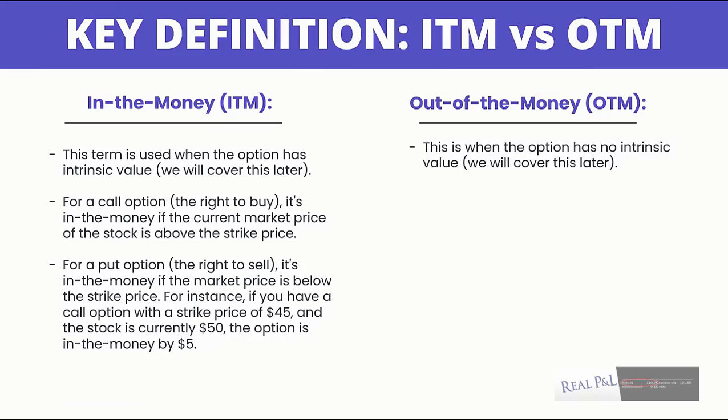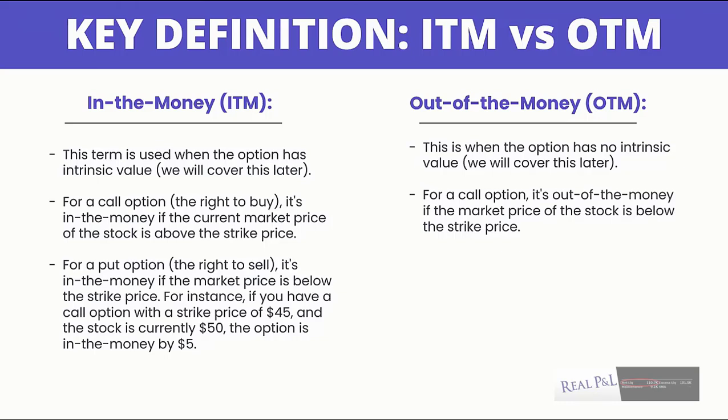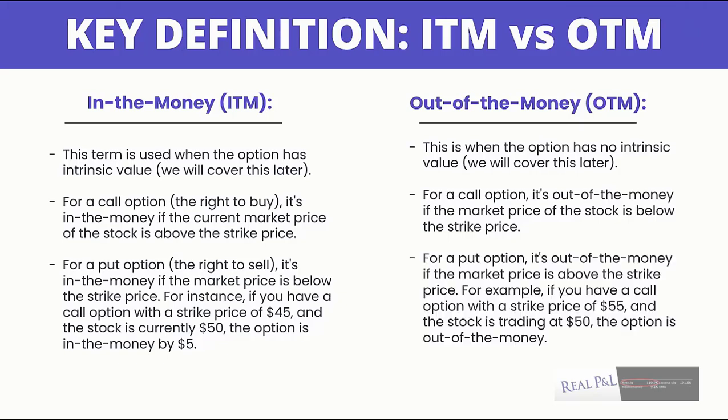Out of the money. This is when the option has no intrinsic value, and we'll cover this later also in more detail. For a call option, it's out of the money if the market price of the stock is below the strike price. For a put option, it's out of the money if the market price is above the strike price. For example, if you have a call option with a strike price of $55 and the stock is trading at $50, the option is out of the money by $5. And this is kind of like having a lottery ticket that hasn't paid off yet.